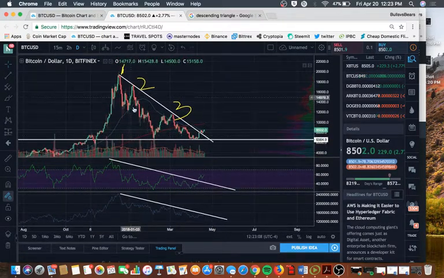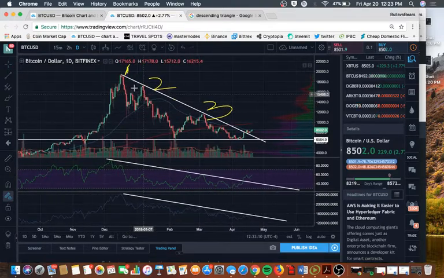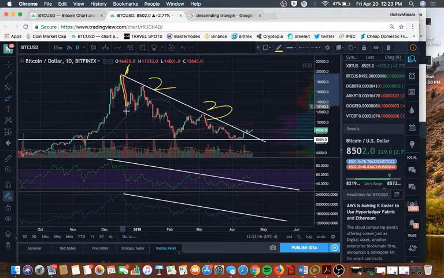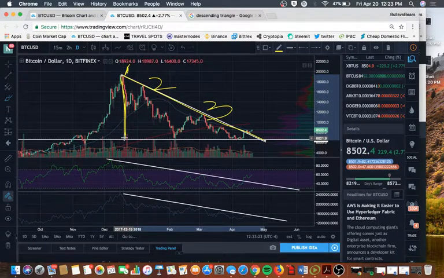So as you can see, a huge descending triangle, because obviously this looks just like a triangle. Let me just draw this in just so you can see better. There's clearly a triangle right there. And this is a typical chart pattern seen a lot in crypto, especially.